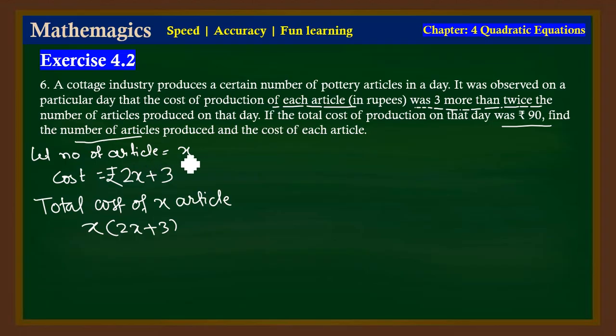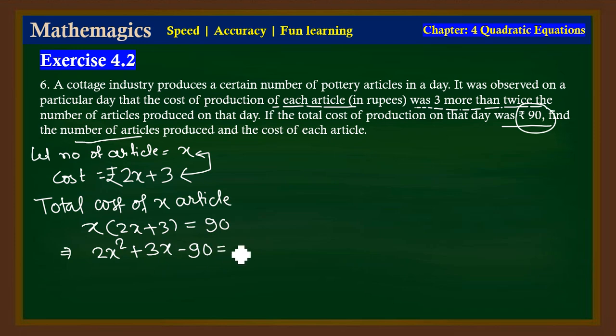So the total price becomes 5 into x. Like that, these two numbers have to be multiplied. So I have written that, and the answer is already given in the question, that is rupees 90. So let me write 90. So finally let us solve it. x into 2x becomes 2x square plus x into 3 becomes 3x, and this 90 will come this side, that becomes minus 90 is equal to 0.